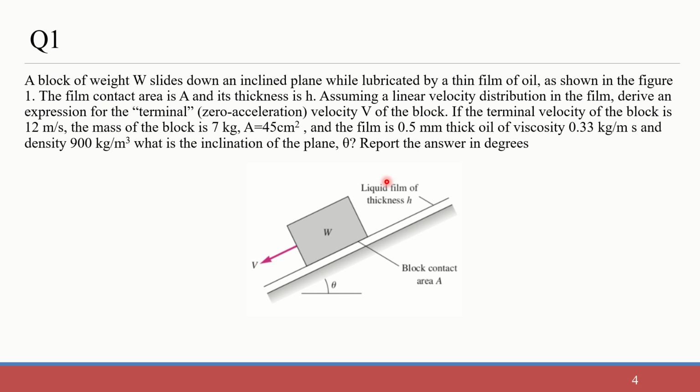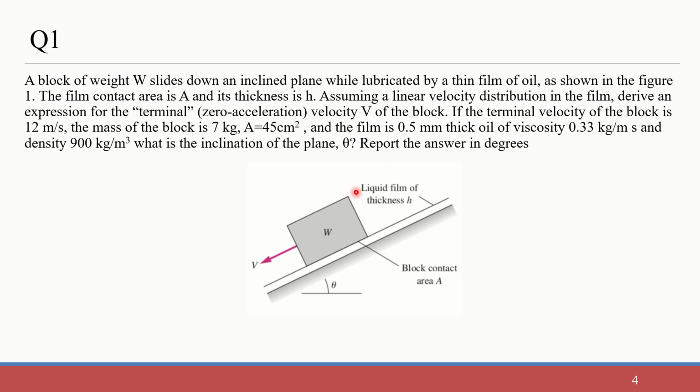And also when we are seeing about the oil film, we know the thickness of the oil film and we know the properties of the oil. That is, we know the viscosity and its density. Viscosity is given as 0.33 kg per meter second and density is given as 900 kg per meter cube. So now we are asked to find the inclination of the plane theta, and we are asked to report the answer in degrees. So that is the question, and now we will see how to solve the problem.